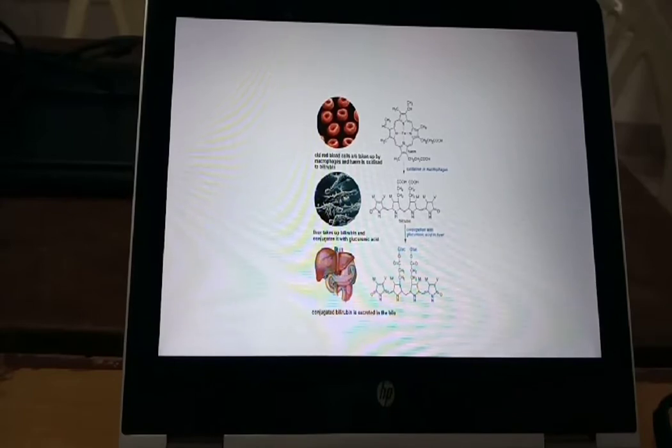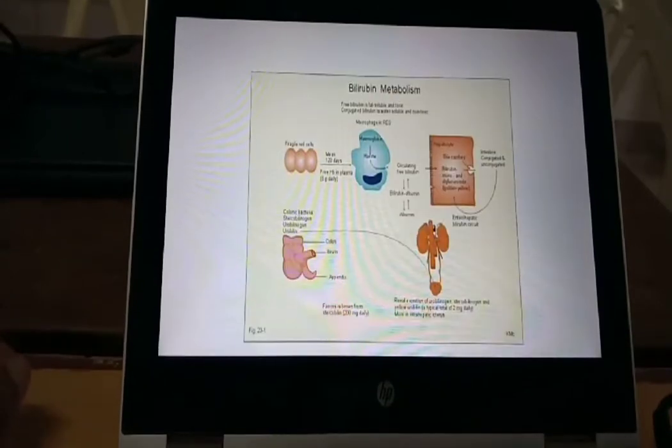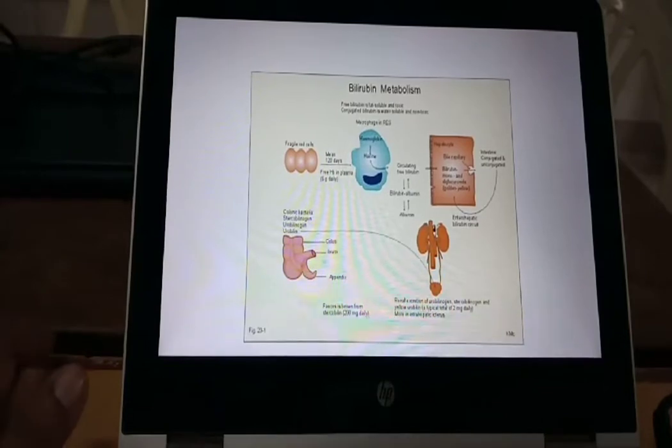So it takes the iron away from the rest of the bile pigments. Okay, and then the liver takes up the bilirubin and it conjugates it with glucuronic acid. Once it is conjugated, the conjugated bilirubin is excreted in the bile. Okay, it is conjugated with glucuronic acid.